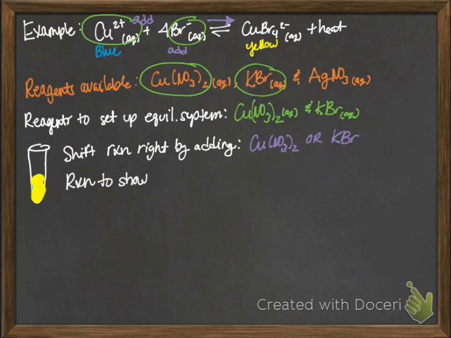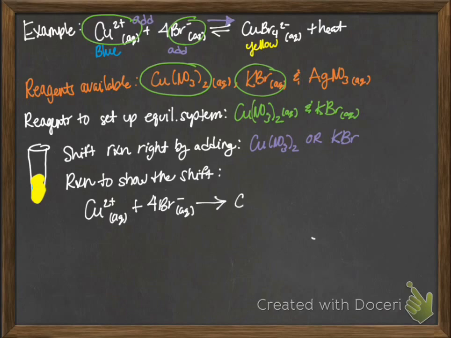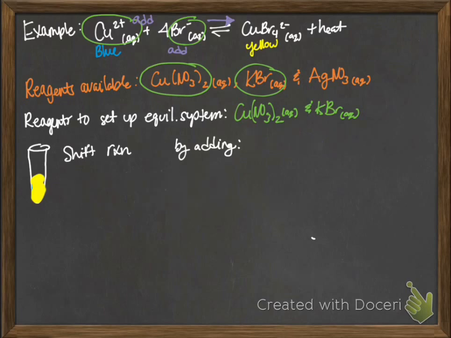So the reaction to show this shift is quite simple. There's no new chemistry going on. We just are adding to the concentration of one of the reactants. So we can just write the same reaction, our copper 2 plus and our 4 bromide ions. But now we're going to the right, so I'm showing a right arrow forming the copper with the 4 bromide ions, 2 minus charge. I'm going to ignore the heat, right? So it's going to the right, so I'm showing that right arrow.